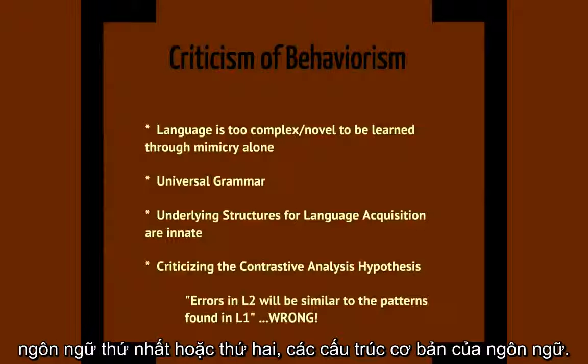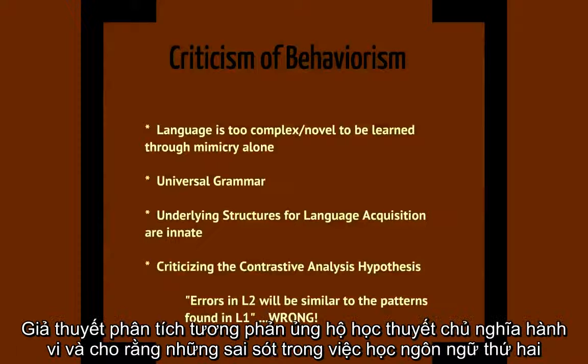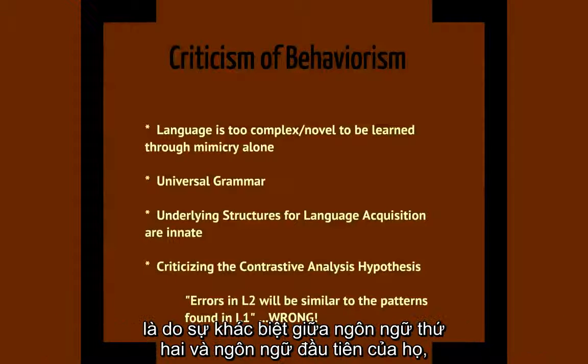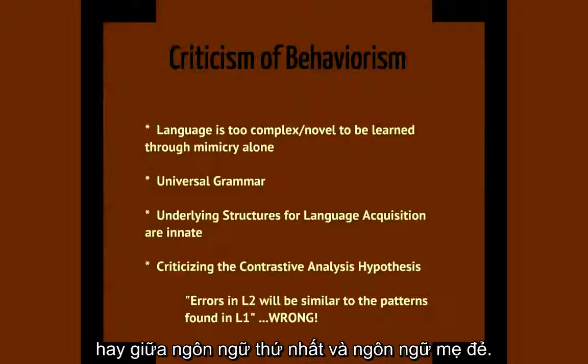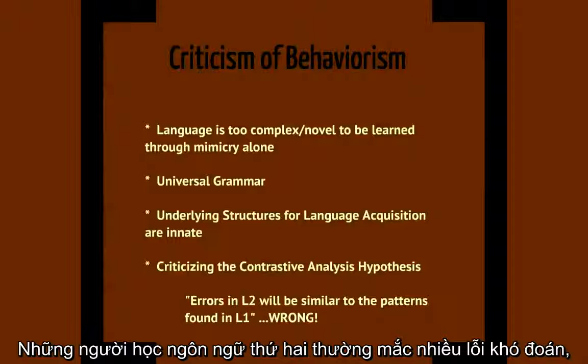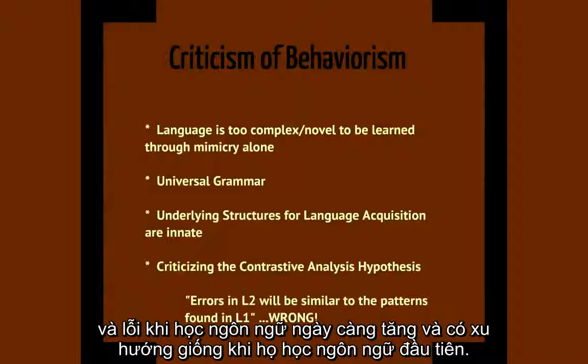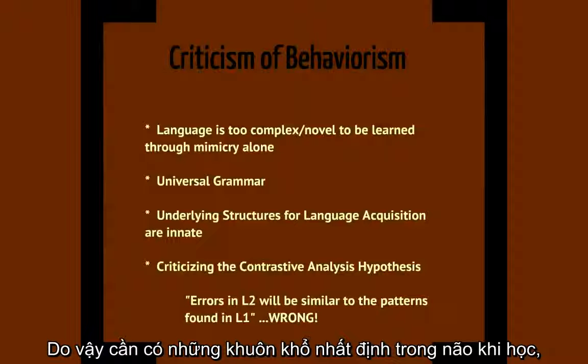Another critique of behaviorism comes by critiquing the contrastive analysis hypothesis. The contrastive analysis hypothesis supports the theory of behaviorism and holds that errors in someone learning a second language should be based on the differences between that second language and their mother language or their first language. And this is wrong. Instead, second language learners do not make many errors that would be predicted given their first language, and their actual errors tend to follow the same path of development as those of a child learning their first language. This suggests also that there are underlying frameworks in the brain for language learning.